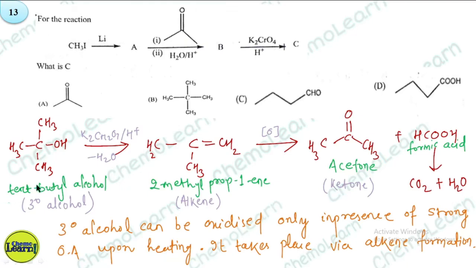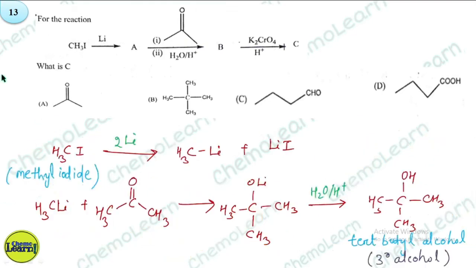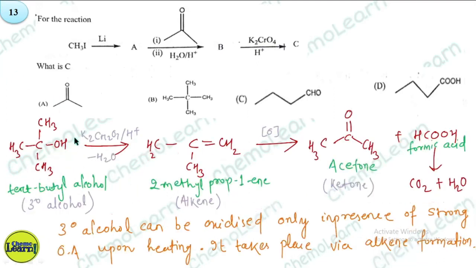it takes place via an alkene formation. Okay, so this is our tertiary alcohol. Okay, this is tertiary butyl alcohol. Upon treating with K2Cr2O7, it will form alkene, 2-methylprop-1-ene. Okay, and then after oxidation it will form acetone.